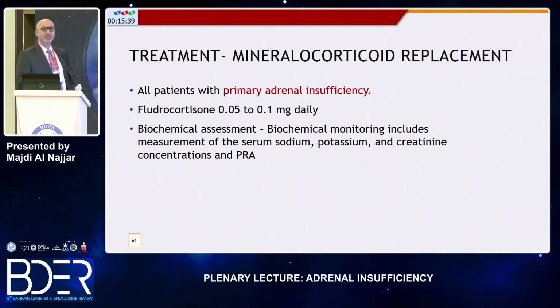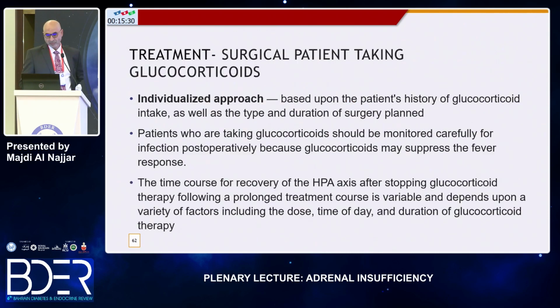Mineralocorticoid is given once daily, between 0.05 to 0.1 milligram, and we follow them up with renin and electrolytes. We need to make sure renin here is toward the normal side.